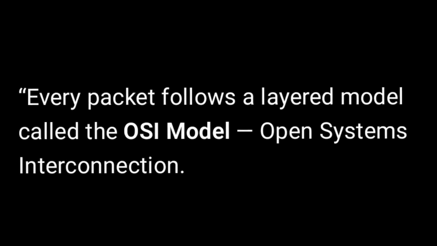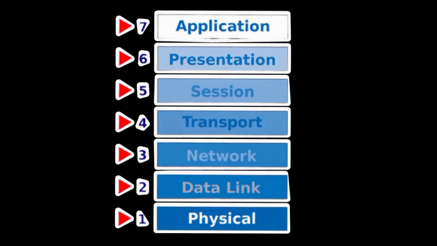Part 1. The OSI model reminder. Every packet follows a layered model called the OSI model, Open Systems Interconnection. It's divided into 7 layers: physical, data link, network, transport, session, presentation, application. Wireshark mainly shows us layers 2 to 7 because that's where all the meaningful data lives.